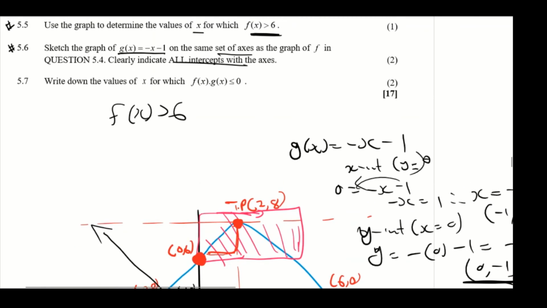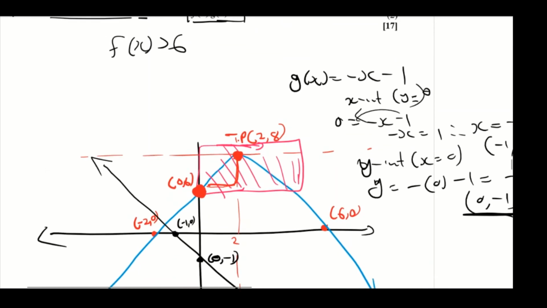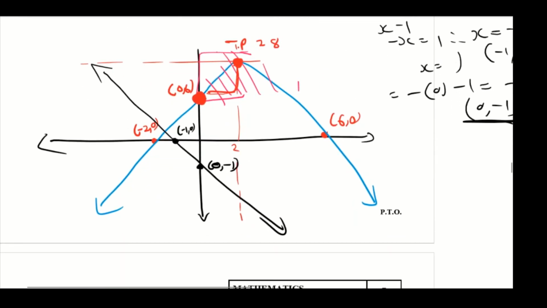So now we are asked to find, it's 5.7, write down the values of x such that when you multiply the graph of f and the graph of g, they give you a solution that is less than or equal to 0. So we want the values of x when that happens. So I'm going to interpret from the graph that we drew.